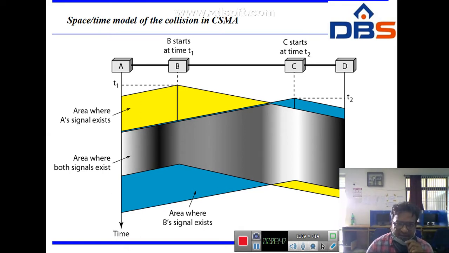In this diagram, we have different stations: station A, B, C and D. If station A wants to send data, first it has to check or sense whether the channel is free or not. If that sensing is done, then A will transmit the data.